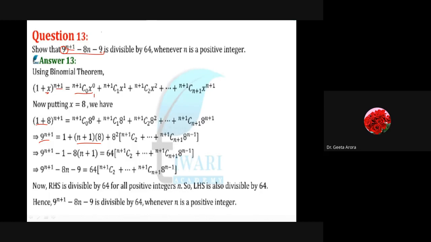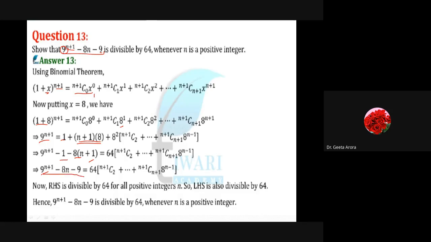But what we need is to show that this is divisible by 64. So we have to take 64 somewhere common, and to make this expression 8n minus 9. So what we have done, from the first term we are getting 1. From the second term we are getting (n+1) into 8. So we have used here 8n and 8 plus 1 is 9, and move it to the other side. On moving to this side, we are getting 9 raised to power n+1 minus this 8n and minus 9.